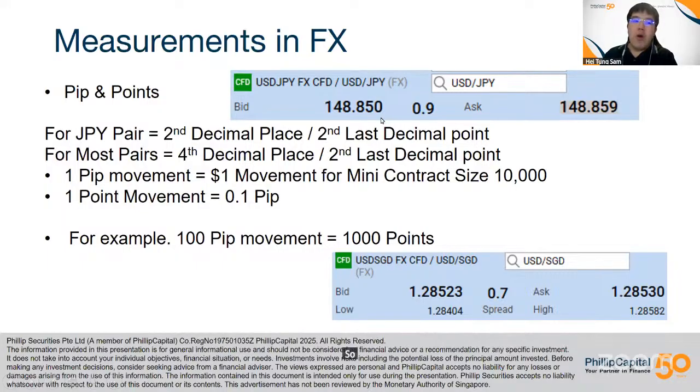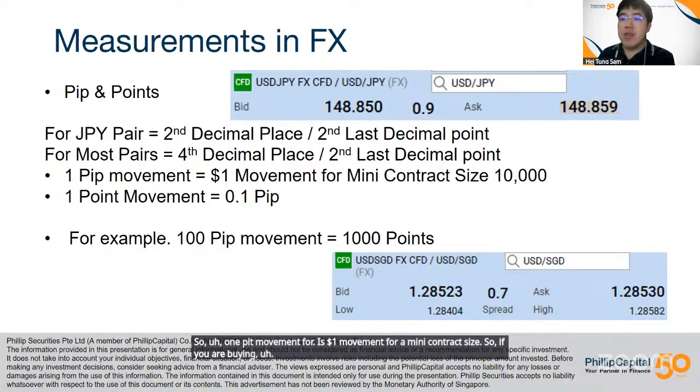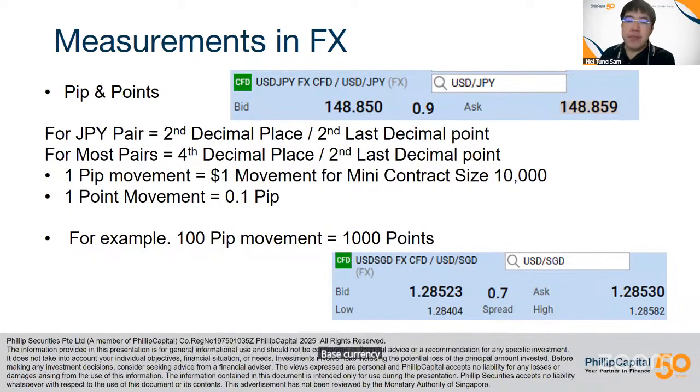So that's what we call points. The proper term is pipette, but it sounds too cheap, so usually we just call it point. One pip movement is a $1 movement for a mini contract size. So if you are buying a contract size of 10,000 base currency, and the price moves by one pip, you make or lose $1. So it's something so that people can rationalize.